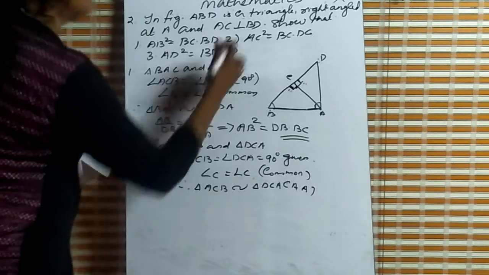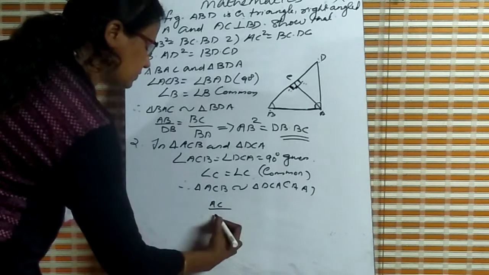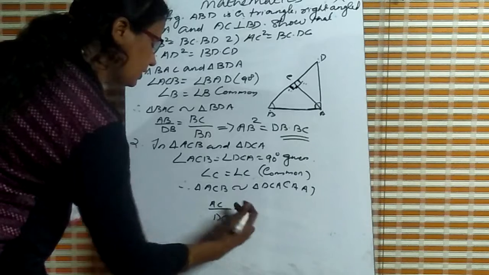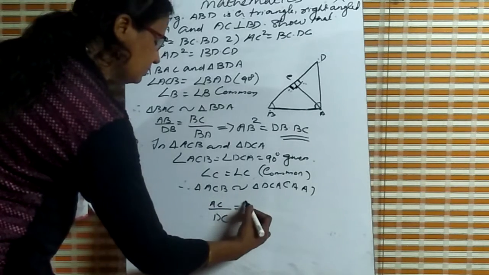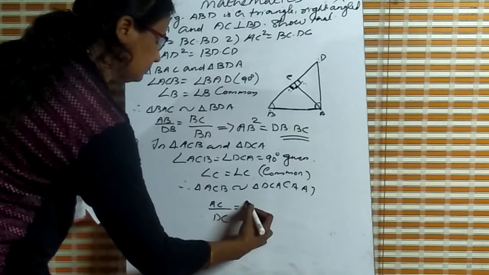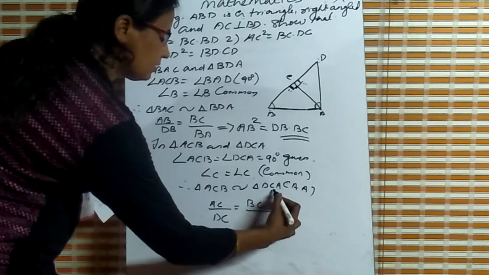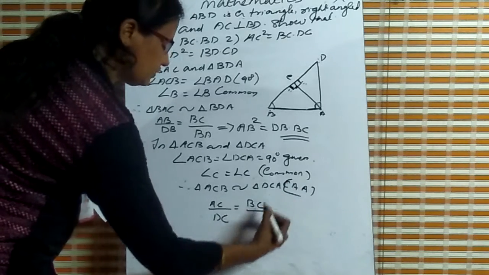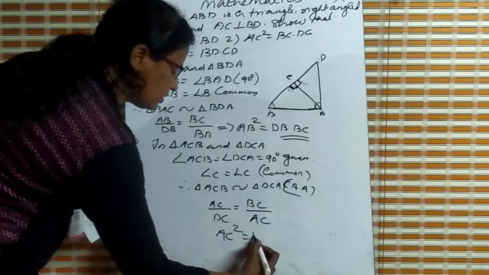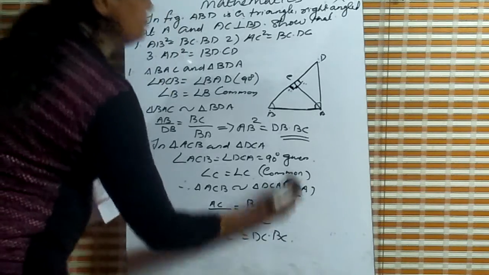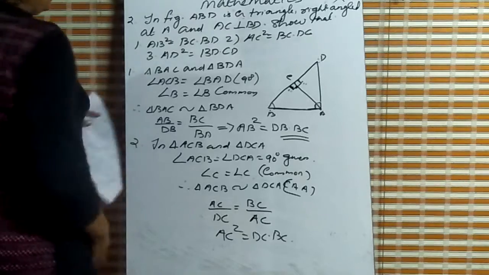Then comparing its sides, what we have to prove? AC square. So AC by DC is equal to BC by AC. Cross multiplication, AC square is equal to DC into BC. Then third question.